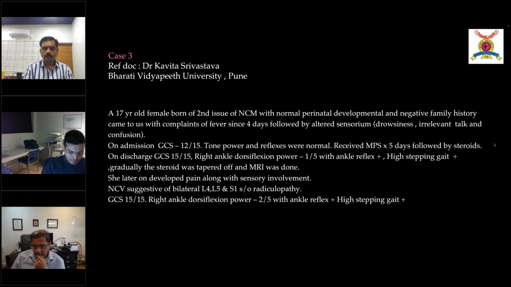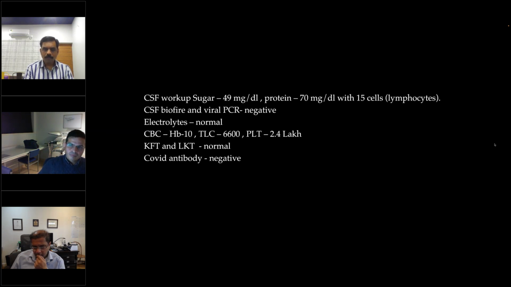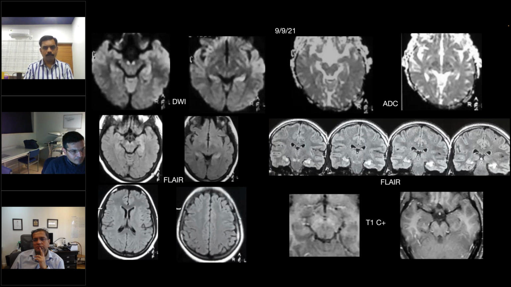We had done her CSF workup, CSF biofire workup, which turned out to be normal, and then we did an MRI of the child. The CSF workup was completely normal, the biofire was negative, and electrolytes were normal with a good KFT and LFT. COVID antibody was also negative. So we did the MRI in this child at the initial admission. So we have 3 sets of MRI.